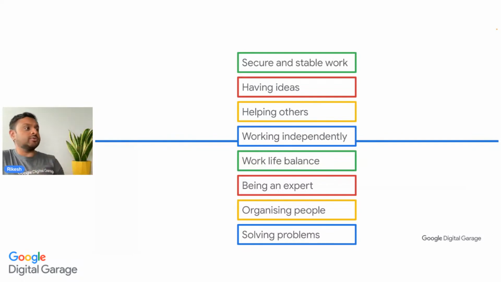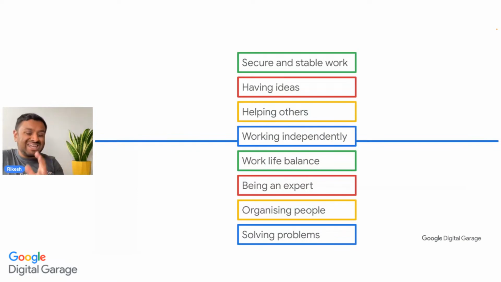If I go through this with you, even for myself, secure and stable work, that's something that I enjoy about work. Having ideas, that's probably not for me. That's probably something I wouldn't really pick. I don't think I'm an ideas person that much, or I don't think I enjoy that aspect as much. Helping others is something that I enjoy. Working independently is something I enjoy. Having a work-life balance is very important for me as well. Being an expert, I could probably say yes to that as well. Organizing people, probably not really for me. It's not something that I enjoy doing per se. And problem solving, I guess that would be something that I enjoy as well. So out of those 8, there are 2 that I probably wouldn't jot down, but I do have a solid list of 6 out of 8 for me here.